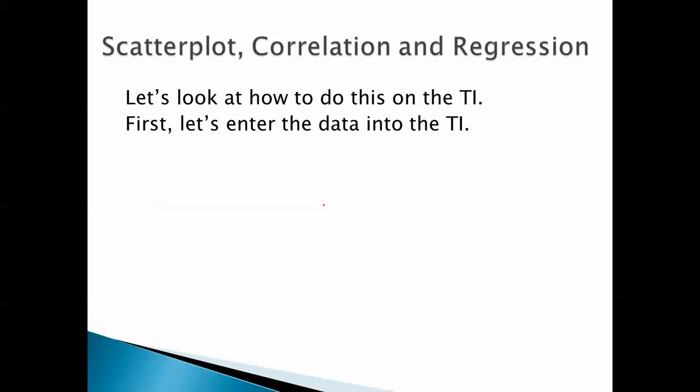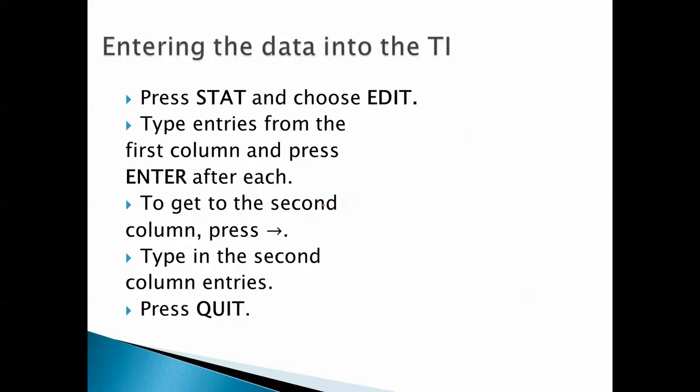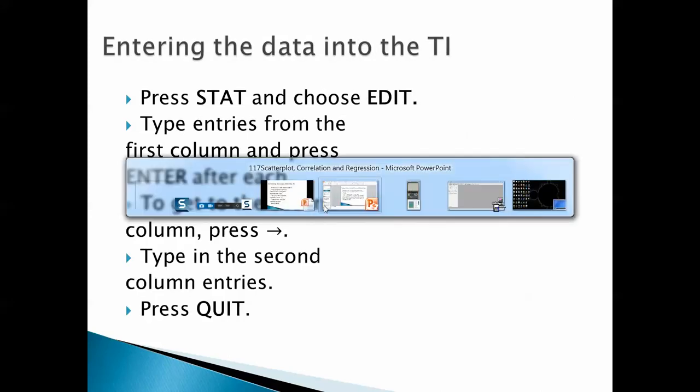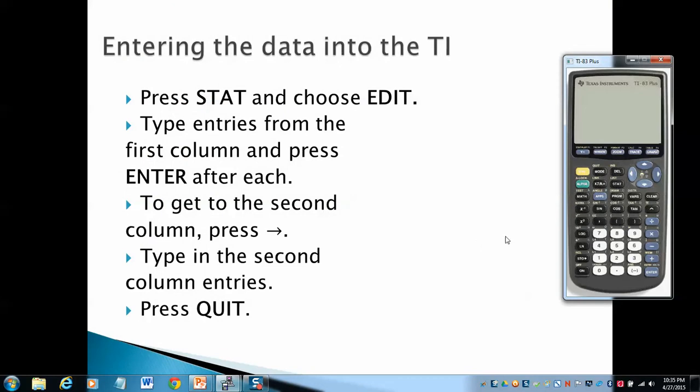Let's look at how to do this on the TI. First, let's enter the data into the TI. So we press Stat and then choose Edit. Well, first let's turn this thing on. Let me show you how to get to this page. So you press Stat, and then under Stat, choose Edit. So let's do Enter. Okay, so we type the entries from the first column and press Enter after each.